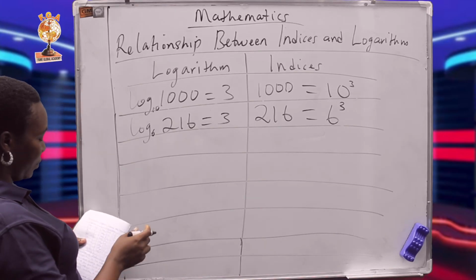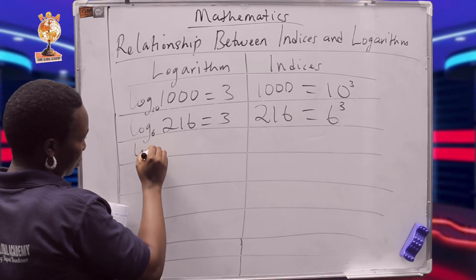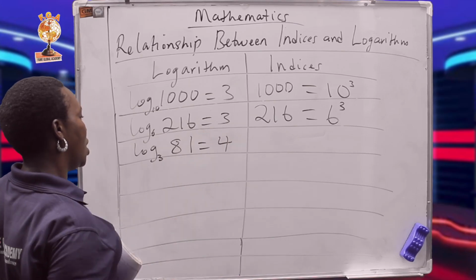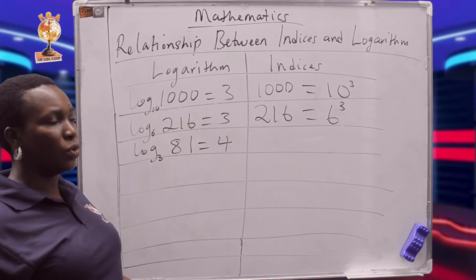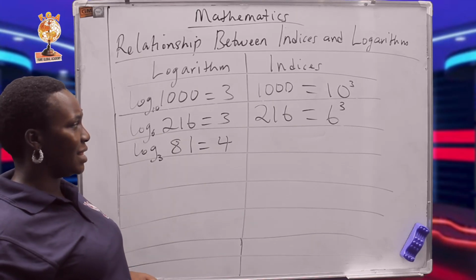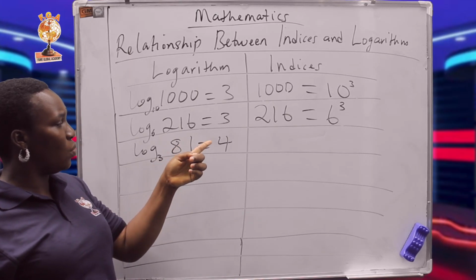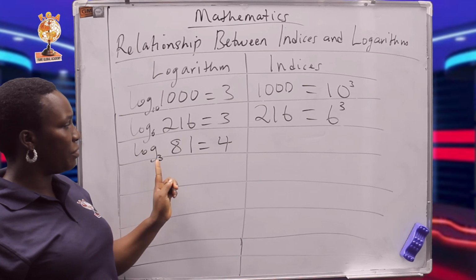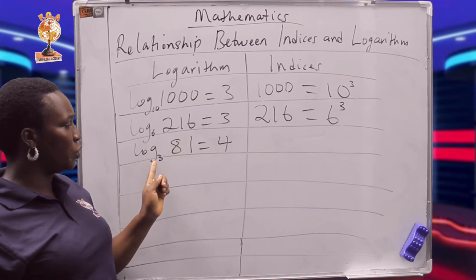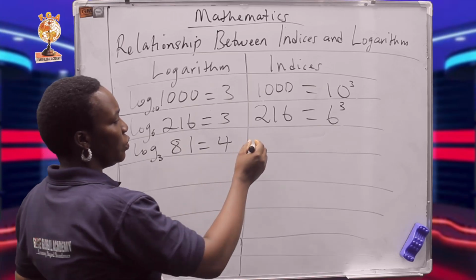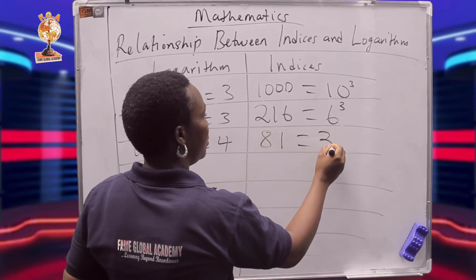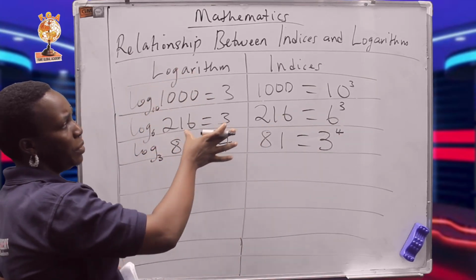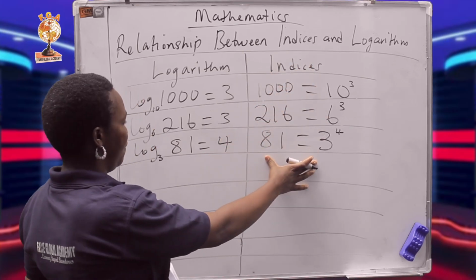Okay, let's take another one. Let's say we have log 81 base 3 is equal to 4. How do you write it in index form? It will be 81 equal to 3 raised to the power of 4. The logarithm equals the base raised to the power of the answer. So this will give us 81 is equal to 3 raised to the power of 4. So you can see this is how it is written in logarithm, and this is how it is written in index form.